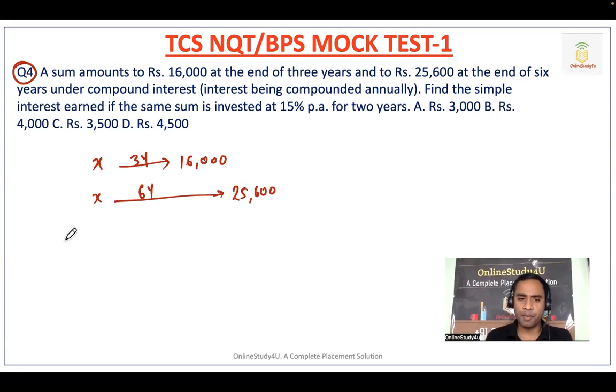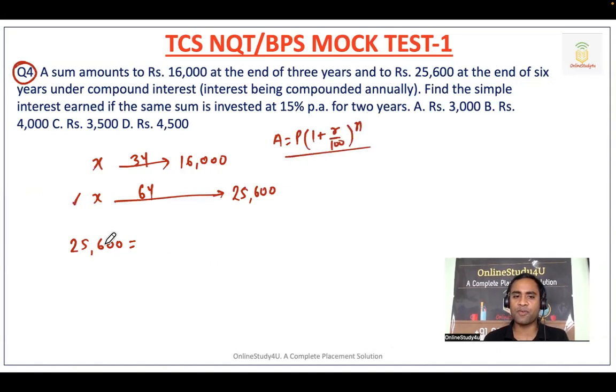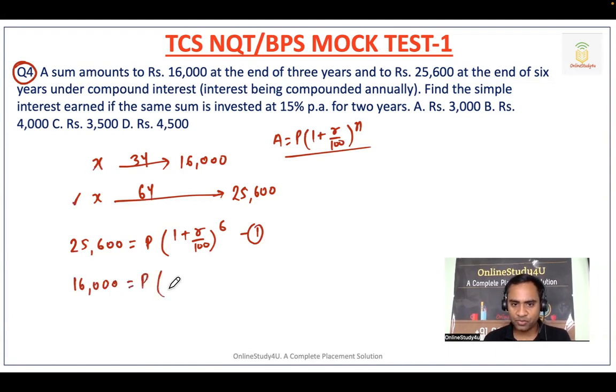You know the formula for amount. So let us first write for this. Amount will be equal to principal into 1 plus r by 100 to the power n. This is the formula for amount in compound interest. Principal is not known, into 1 plus r by 100. So this is becoming 25,600 in 6 years, equation 1. And then 16,000 is equal to principal into 1 plus r by 100, now I am writing the equation for this, this is 2. Now what you do, you divide 1 by 2.